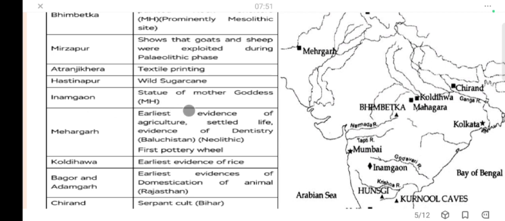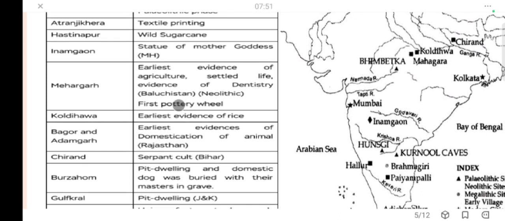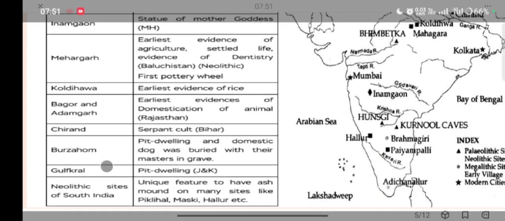In Mehrgarh, there is a statue of a Mother Goddess. In Mehrgarh we can see the earliest evidence of agriculture, settled life, and evidence of dentistry. Very important. The first pottery wheel can also be seen in Mehrgarh.